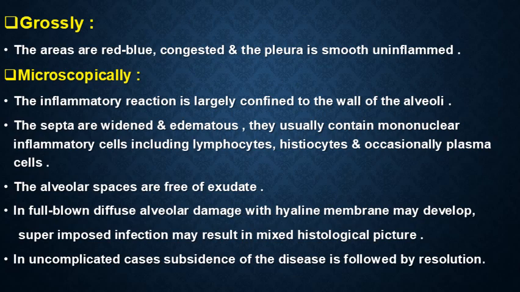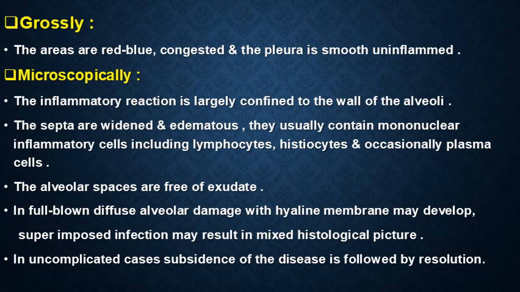Microscopically, what we would see is that the inflammatory reaction is largely confined to the wall of the alveoli. That means the inflammation is in the alveolar wall. The septa are widened, edematous, and usually contain mononuclear inflammatory cells, which include lymphocytes, macrophages, histiocytes, and plasma cells, which is opposite to what we have seen in typical bacterial pneumonia, in which acute inflammatory cells, neutrophil exudate, fill the alveoli. Here, the septa are widened, edematous, with inflammatory cells, mainly lymphocytes, histiocytes, sometimes plasma cells.